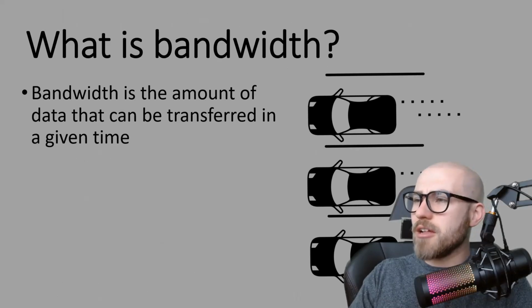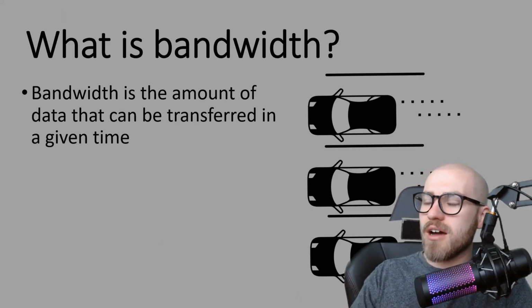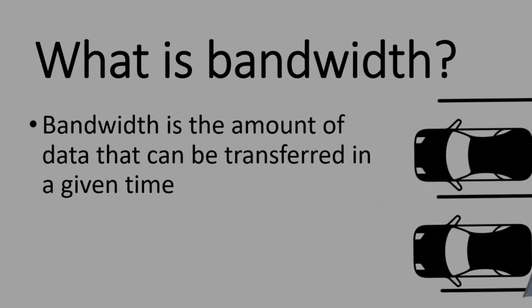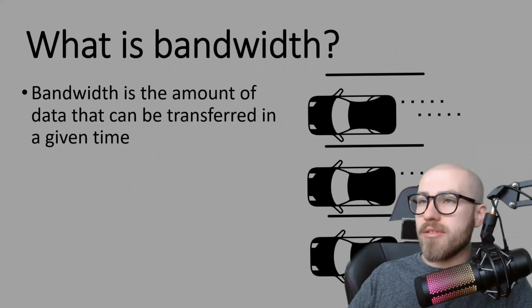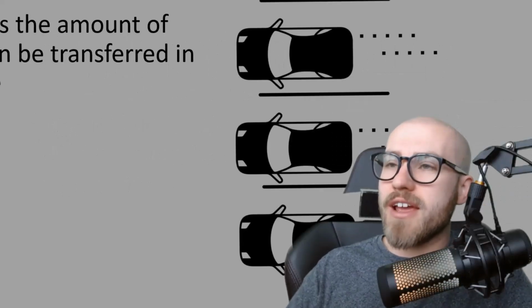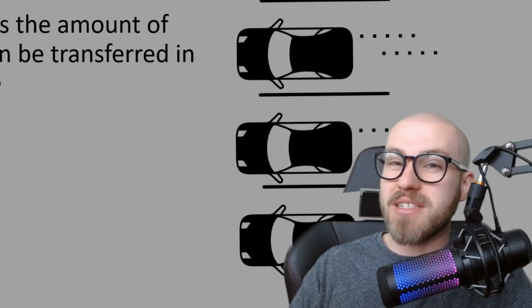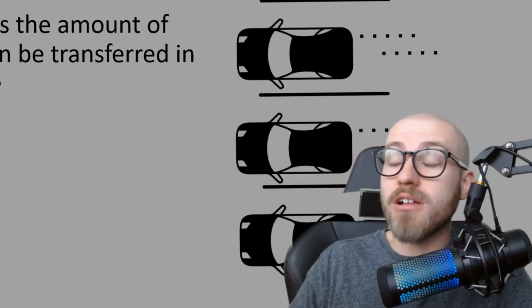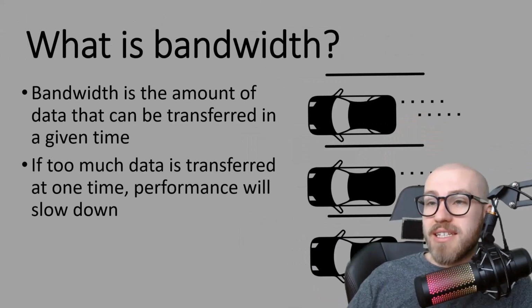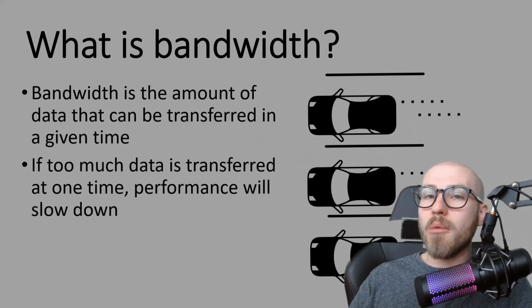So this is where my little weird picture comes from with these cars and the lanes. If you think about my drive in the morning to work where I go on the motorway, if it's at say 3 in the morning, there's not going to be much traffic, which is another word that you can actually use when describing a network. And if it's busy, lots of people using it, you can say there's lots of traffic. But if too much data is transferred at one time, the performance will slow down.